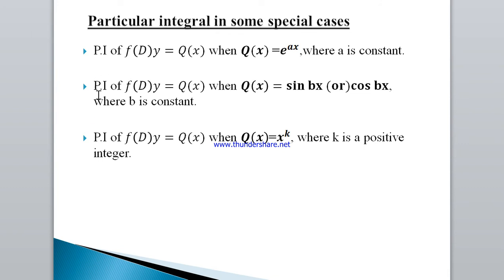Next case is the particular integral of f of D into y equals Q of x when Q of x equals sin bx or cos bx, where b is a constant. This is the second case. Third case is the particular integral of f of D into y equals Q of x when Q of x equals x power k, where k is a positive integer. So these are the first three cases to find the particular integral.